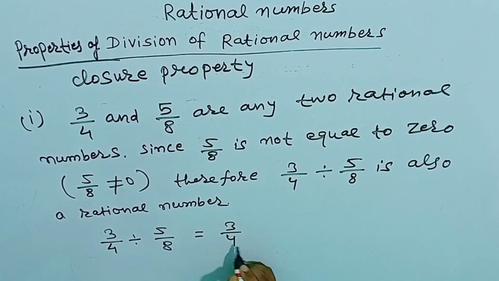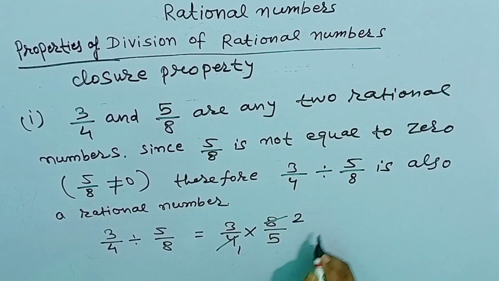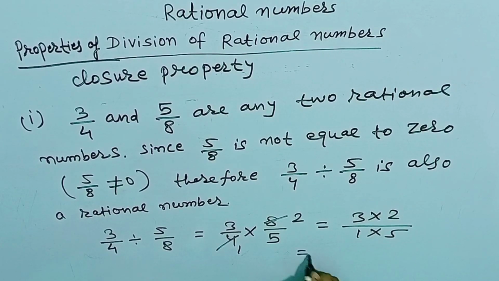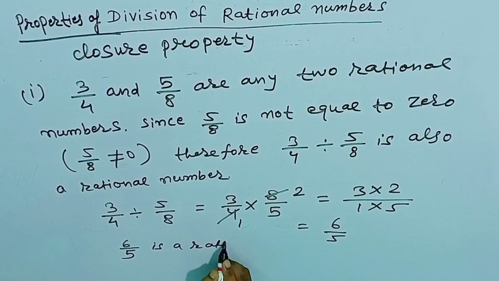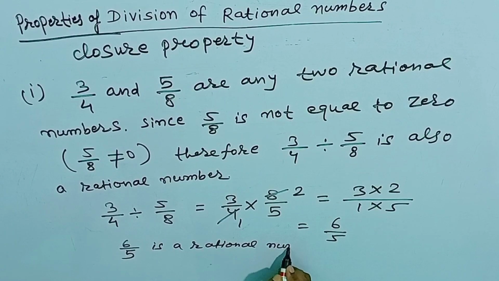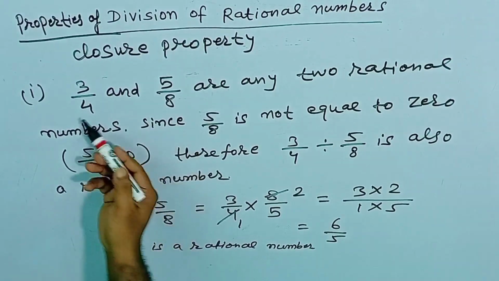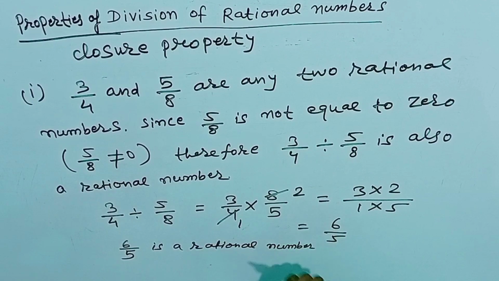that is 3 by 4 divided by 5 by 8 is equal to, हम लिख सकते हैं 3 by 4 into reciprocal of 5 by 8, that is 8 by 5, अब यहां 4 और 8 को हम cancel करेंगे, 4 1 जा 4, 4 2 जा 8, is equal to हमें मिलेगा 3 into 2 divided by 1 into 5, यहां हम लिख सकते हैं 6 by 5, 6 by 5 is a rational number, तो इस तरह से हम कह सकते हैं कि यदि दो रेशनल नंबर a by b और c by d इस तरह से हो कि c by d is not equal to 0, then a by b divided by c by d is also a rational number.